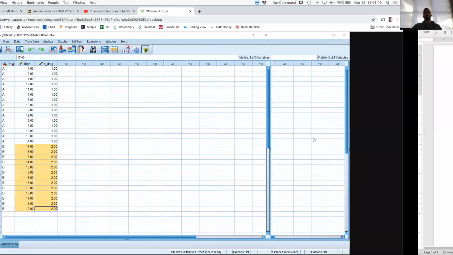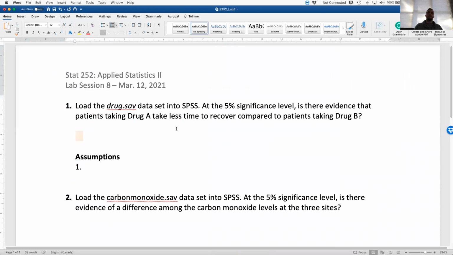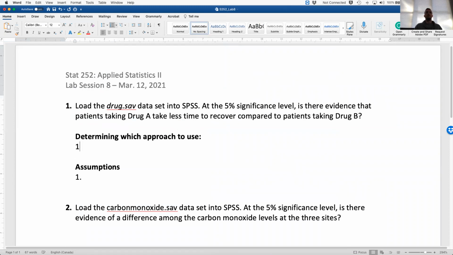Okay, now let's talk a little bit about the motivation for this approach, determining which approach to use. So we have two options: the independent two-sample t-test, or the Wilcoxon Rank-Sum Test.